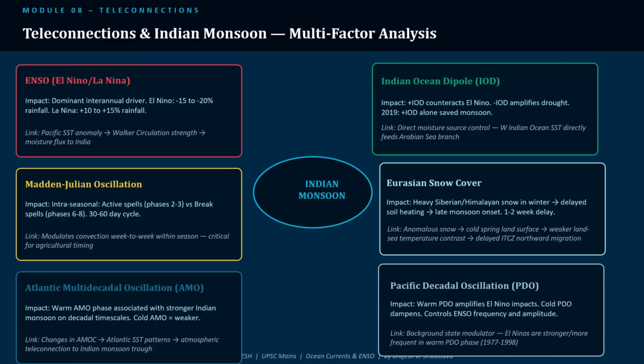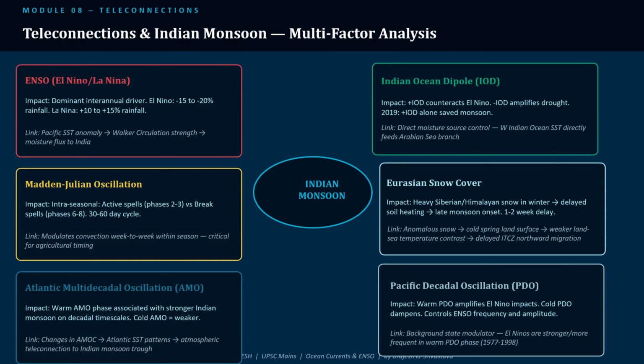Factor 2, Indian Ocean Dipole, the direct moisture source controller. The Arabian Sea is the primary moisture source for India's western monsoon branch. When the IOD is positive and the Arabian Sea is warmer than normal, it directly increases evaporation and moisture availability. Unlike ENSO, which acts through atmospheric circulation changes, the IOD acts as a direct moisture supply change.